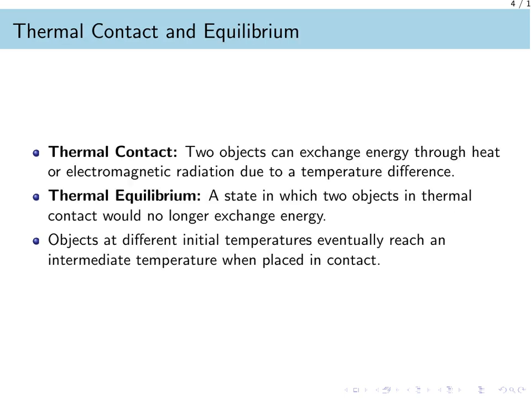To understand temperature more formally, we must define thermal contact and thermal equilibrium. Two objects are in thermal contact if they can exchange energy through heat or electromagnetic radiation due to a difference in their temperatures. When these objects are allowed to interact, they will eventually reach a state called thermal equilibrium. In this state, the two objects no longer exchange net energy. Typically, if two objects start at different temperatures and are placed in contact, they will eventually settle at a shared, intermediate temperature. This process of reaching a steady state is the foundation for all thermal measurements.